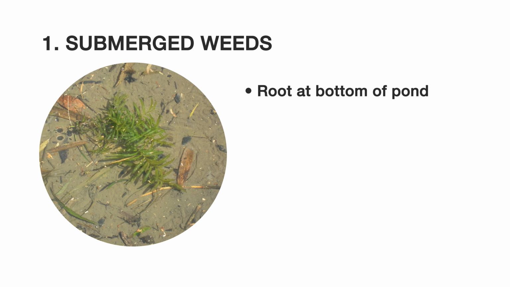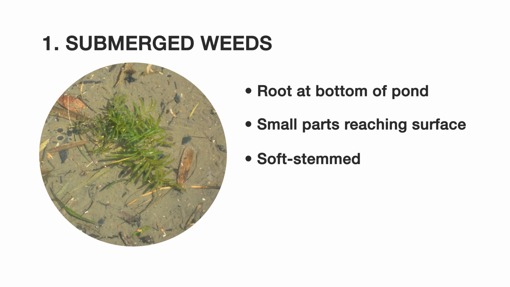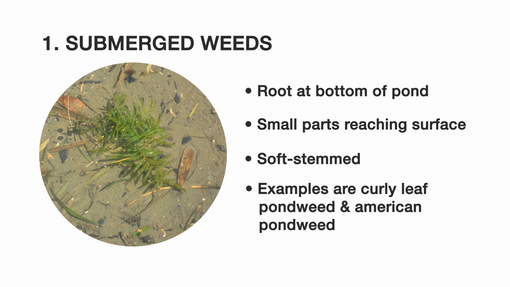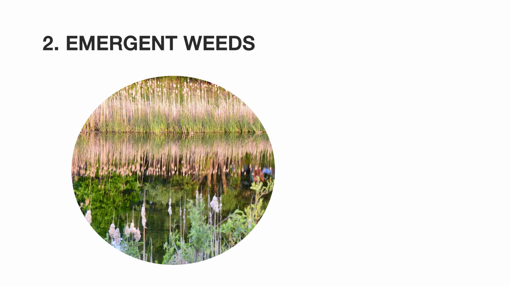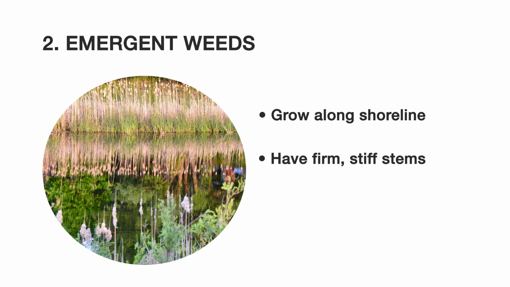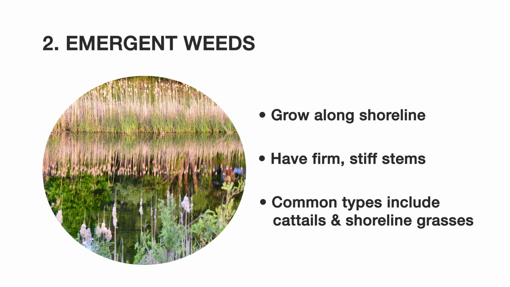Now let's talk about the three main types of pond weeds. First, submerged weeds are the ones that root at the bottom of the pond with only small parts reaching the surface. They're usually soft-stemmed, including varieties like curly leaf pondweed and American pondweed. Second, emergent weeds grow along the shoreline and have a firm, stiff stem. Common types include cattails and shoreline grasses.